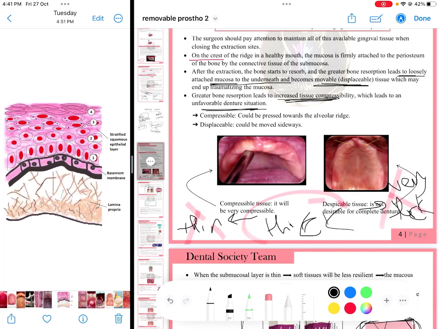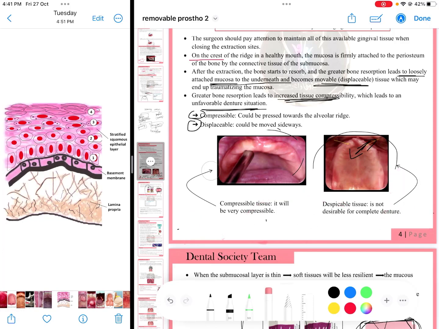So what's the difference between compressible and displaceable? Compressible means I can squeeze it toward the alveolar ridge. You can squeeze it, compress it, or press it in this direction. Displaceable means you can move it sideways. You can move it like this and like this, okay? Both very compressible and displaceable tissue are not desirable for the denture.